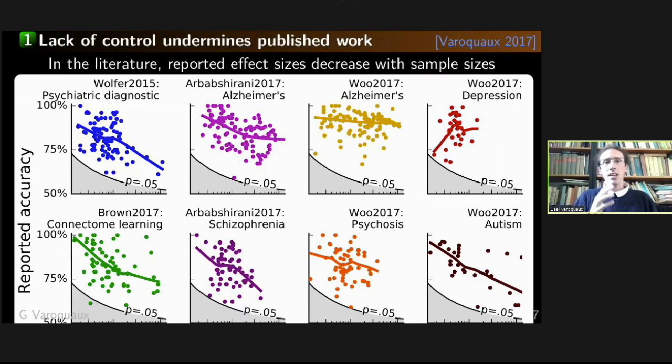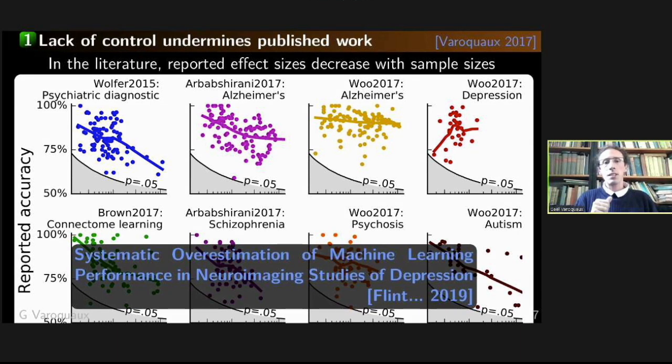In practice, this lack of control undermines published work. In the literature, reported effect sizes decrease with sample sizes, as you can see on this figure, which was done via literature survey. These problems have been observed by other researchers studying more specific problems, such as performance of machine learning in neuroimaging studies of depression.